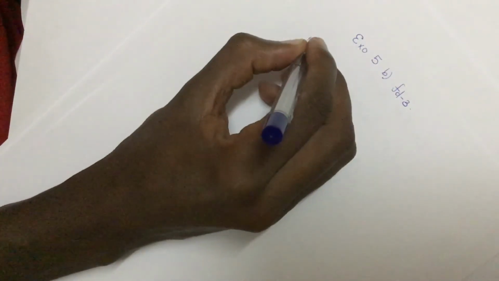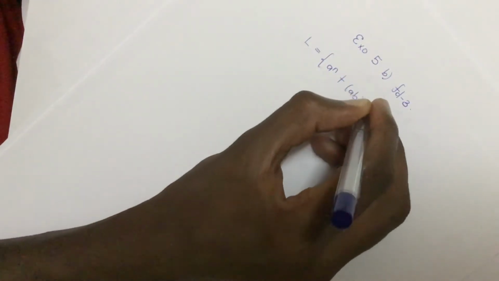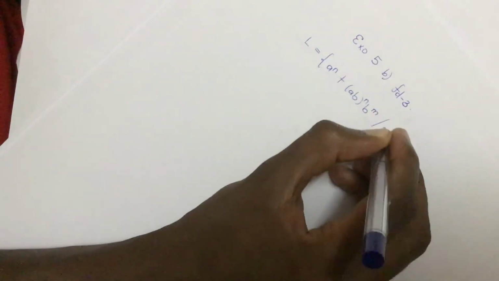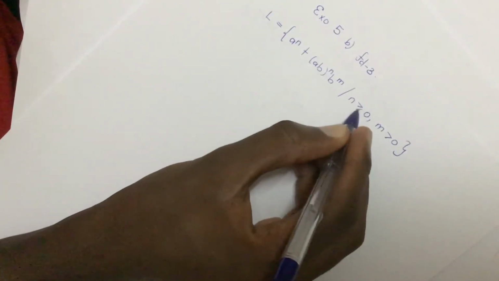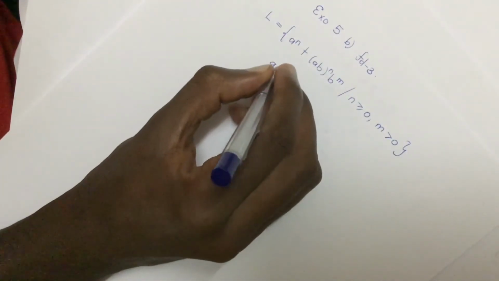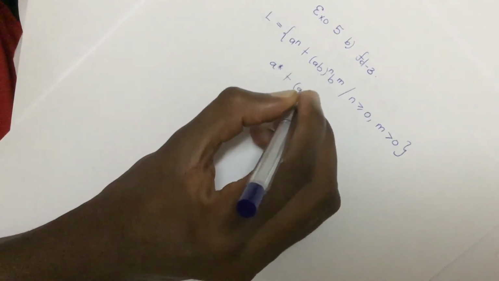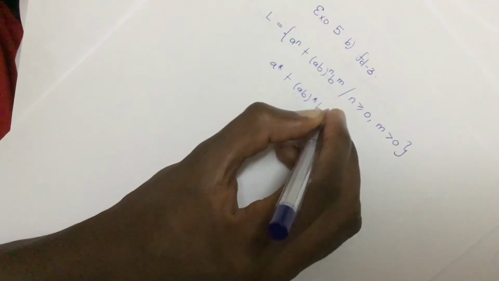Now let me come to exercise 5 part B, question 3, and they're giving me a language L that is a^n (ab)^n b^m, such that n is 0 and m is at least 1. Since n can be 0 and m cannot be 0, this is the same as writing this in this format here: a star, (ab) star, b plus. This can give us 0, this cannot give us 0, the plus.